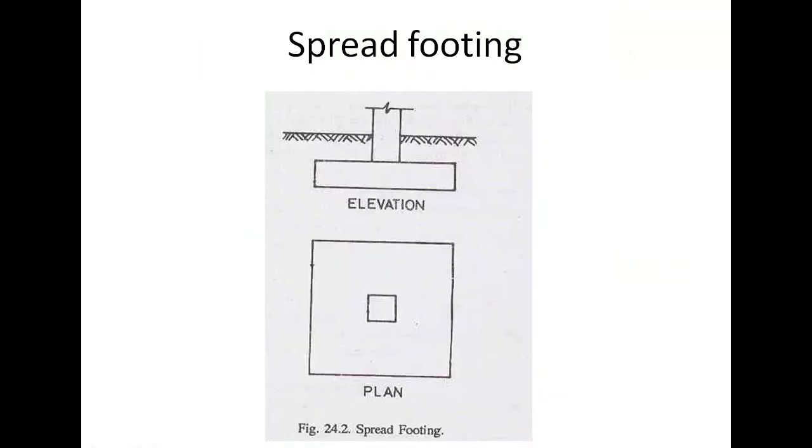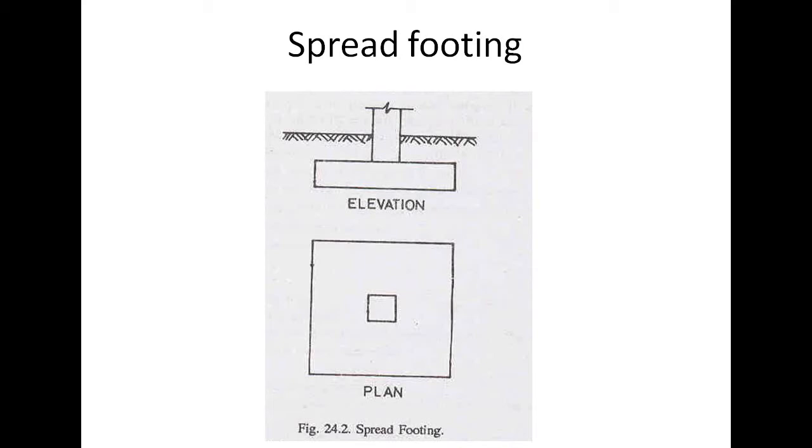We have five types of shallow footings: strip footing, spread footing, combined footing, strap footing, and mat footing. First one, spread footing. A spread footing is also known as isolated footing or pad footing, and it is provided to support an individual column. A spread footing is a circular, square or rectangular slab of uniform thickness.